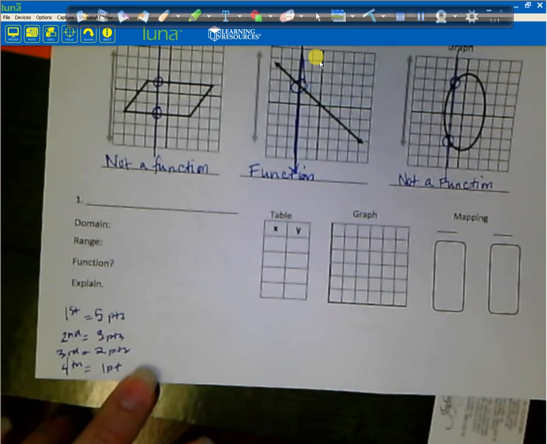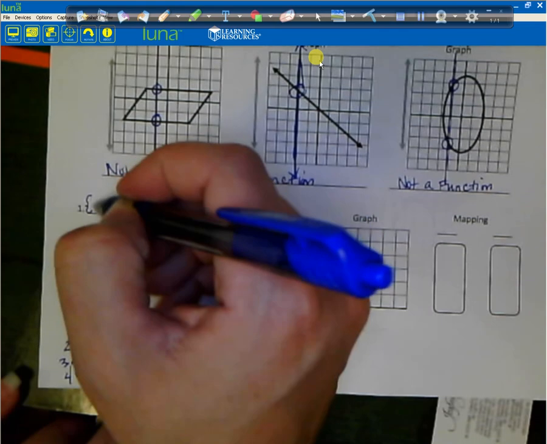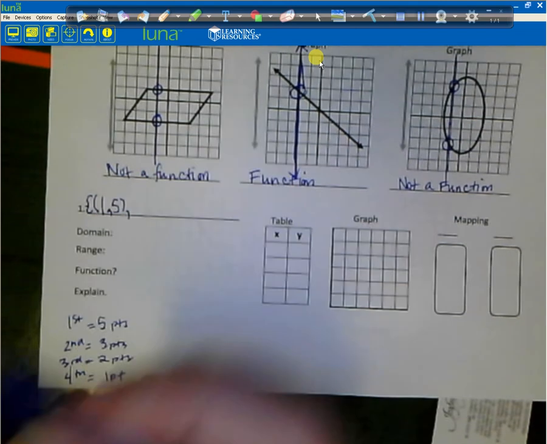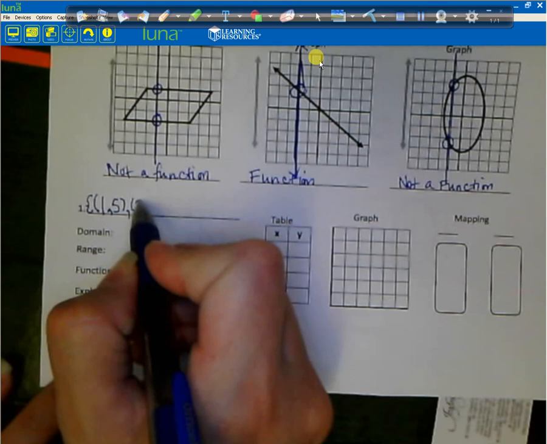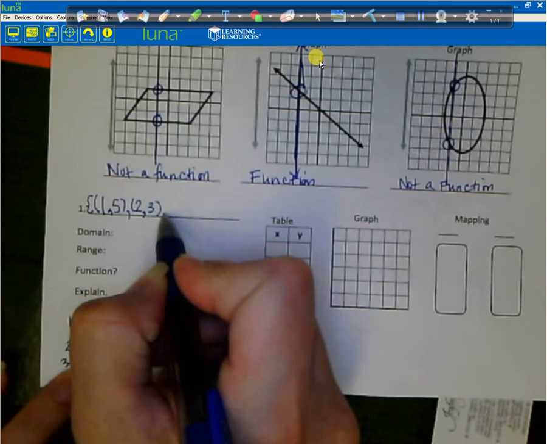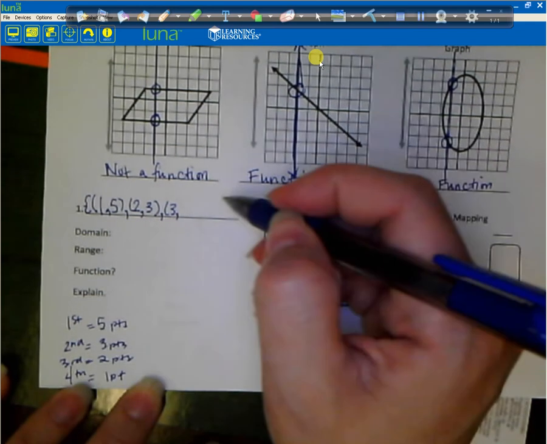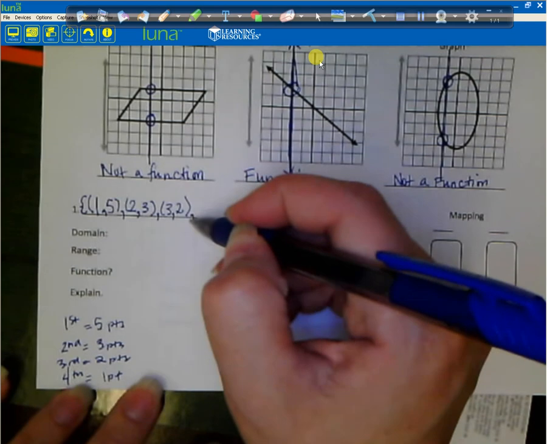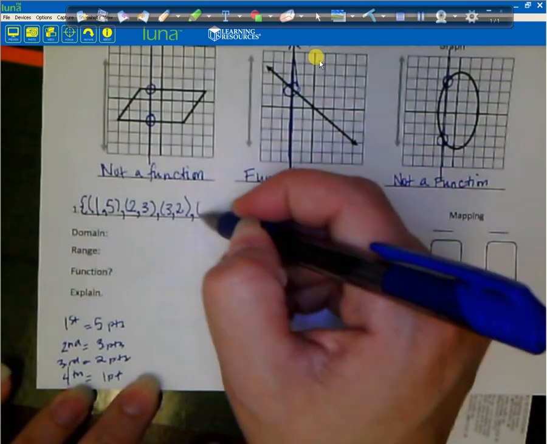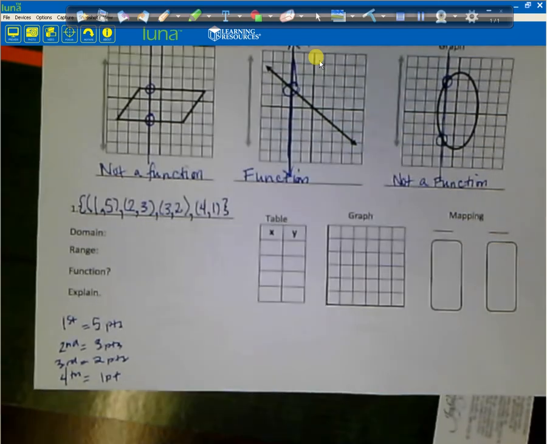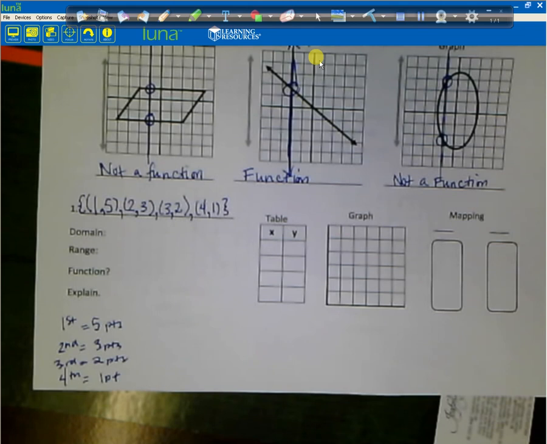With that said, this is what that looks like as a set of ordered pairs. First place, 5 points, 1 and 5. Second place, 3 points, 2 and 3. Third place, 2 points. Fourth place, 1 point, 4 and 1. Okay? So you should have that in your squigglies or your braces. You should have each of your ordered pairs in parentheses with a comma between your numbers and a comma between your ordered pairs.